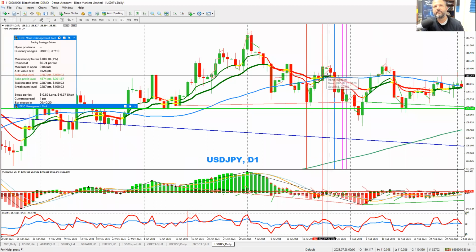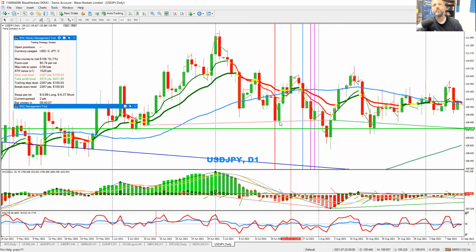The entry would have been about here, and we would have gone down. And this is a 100 pip stop right there, 100 pips. So the losing trade was 100 pips, but the winning trade was 252, right? So that's really one of the important things that we need to consider.